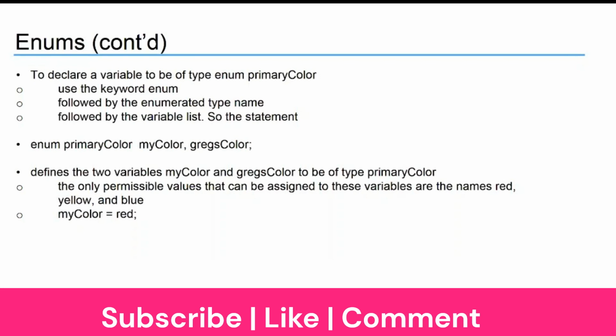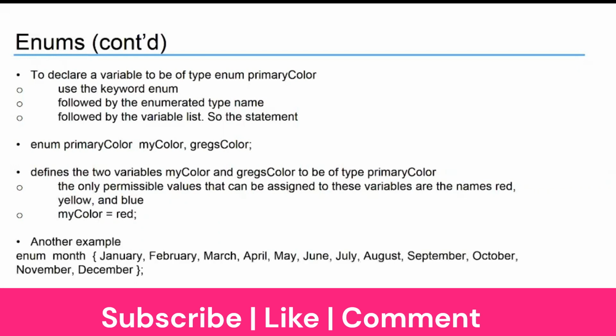The only permissible values that can be assigned to these two variables are red, yellow, and blue. So we could say my color equals red. That's perfectly valid. We could not say my color equals green. That would not work because that value is not valid for that enum type. We could not say my color equals Jason because my color can only contain the three values of the primary color enum type. So this is a very powerful data type because you are essentially defining your own data types that can contain only certain values.